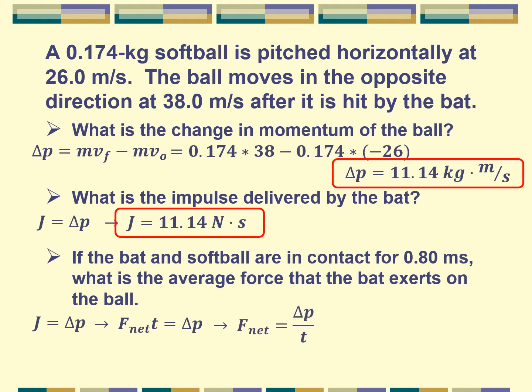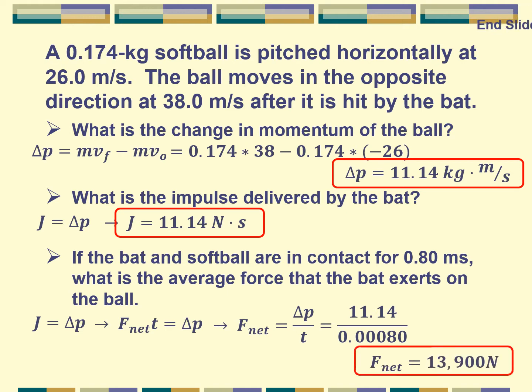All right, so if we take that, in order to find the net force, we divide the change in momentum by time, and we get that 11.14 is going to be divided by 0.00080 seconds, because milliseconds converted to seconds, so we get that our net force is going to be equal to 13,900 newtons.